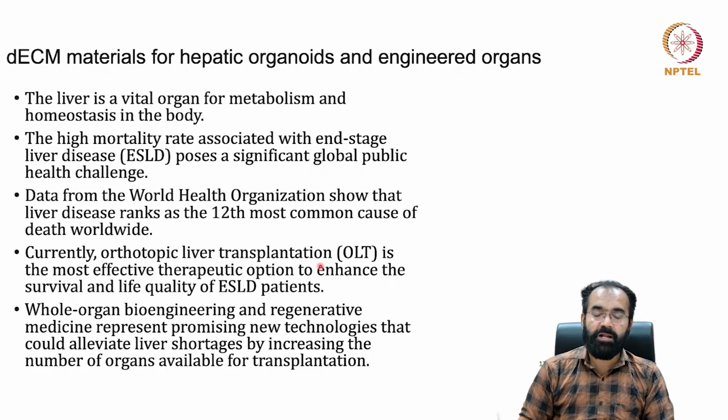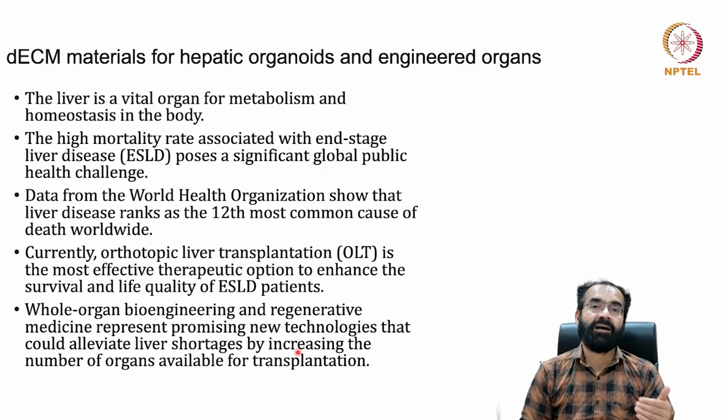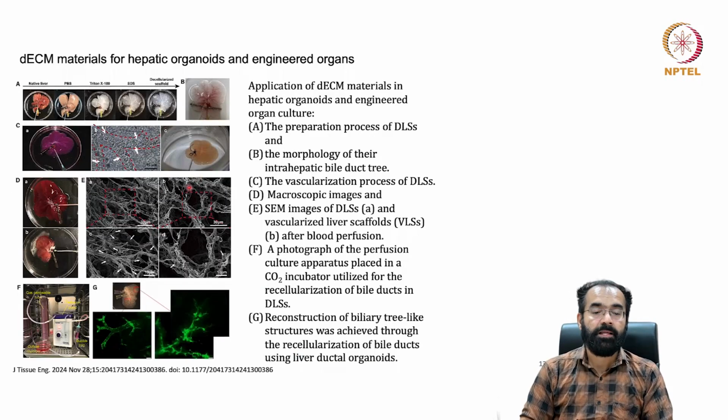Currently, orthotopic liver transplantation, known as OLT, is the most effective therapeutic option to enhance the survival and quality of life of ESLD patients, that is, end-stage liver disease patients. Whole organ bioengineering and regenerative medicine represent promising new technologies that could alleviate liver shortage by increasing the number of organs available for transplantation. The number of organs available for transplantation is much lower than the number of people waiting in the queue. So DECM materials are used to make hepatic organoids, as you can see in the schematic.